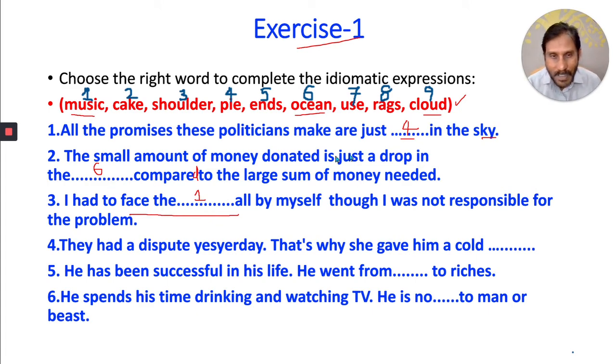Drop in the ocean is? A drop in the ocean is the idiom here. In the first example, just a pie in the sky, from here to here, is the idiom, and this is used in this sentence, right? Next sentence. They had a dispute yesterday. They had a conflict yesterday or a quarrel yesterday. That's why she gave him a cold.